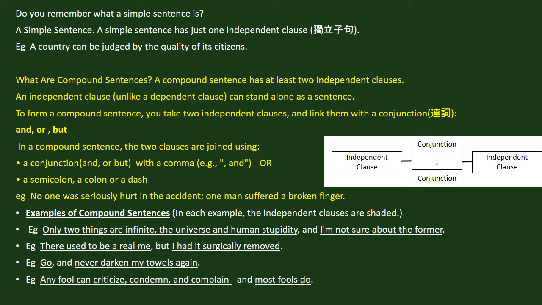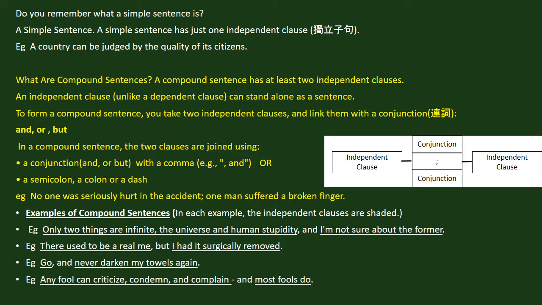An example of a conjunction would be and, or, and but. The independent clauses are highlighted in each of the examples. Example 1. Only two things are infinite, the universe and human stupidity, and I'm not sure about the former. Example 2. There used to be a real me, but I had it surgically removed. Example 3. Go, and never darken my towels again. Example 4. Any fool can criticize, condemn, and complain, and most fools do.